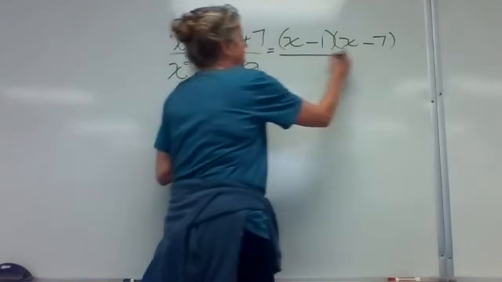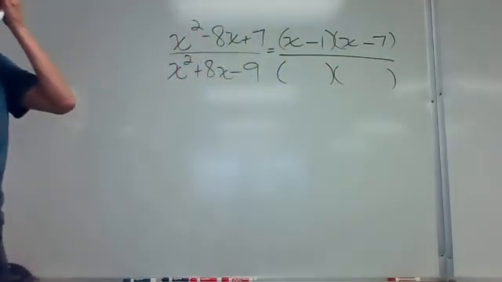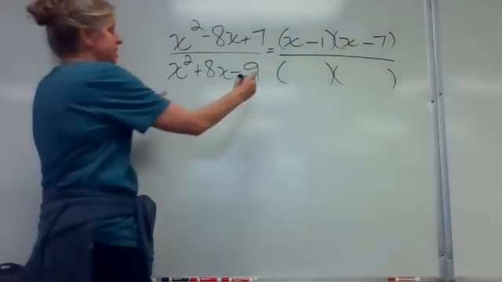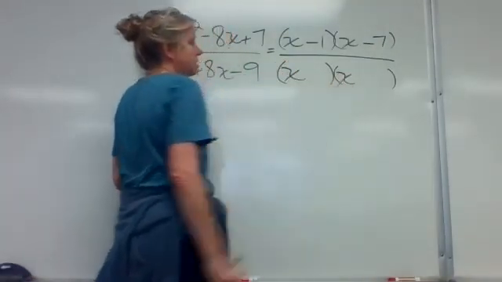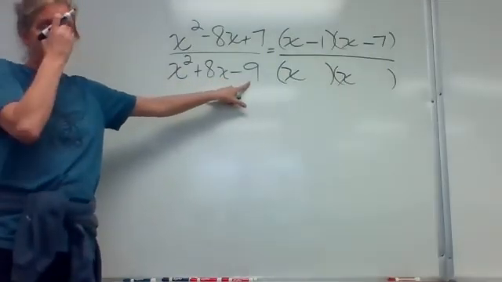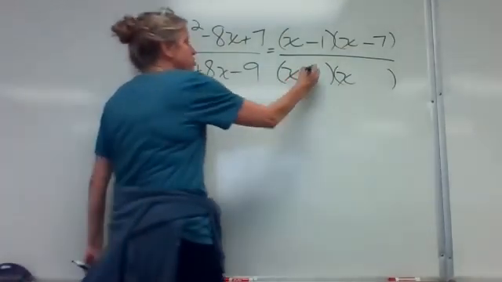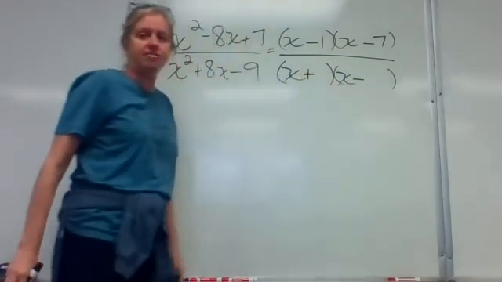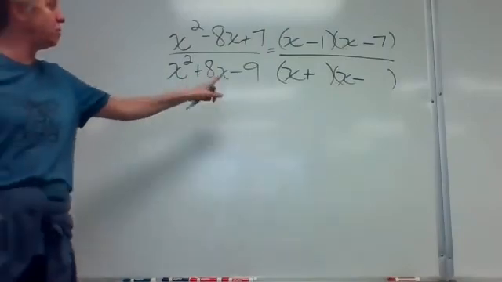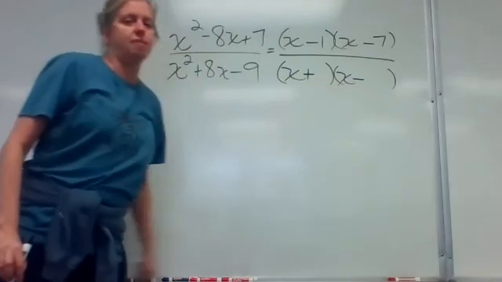Okay, now I'm going to also factor the denominator. Again, x and x for x squared. So now think about your signs. I'm looking for numbers that multiply to give me -9. If you're multiplying to get negative anything, you're going to have opposite signs, a positive times a negative.